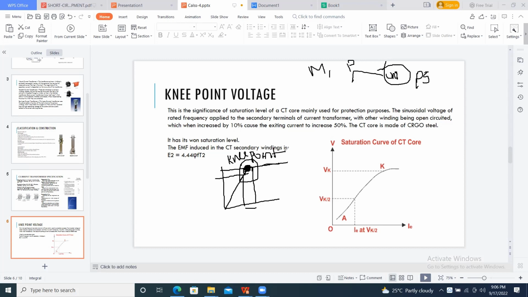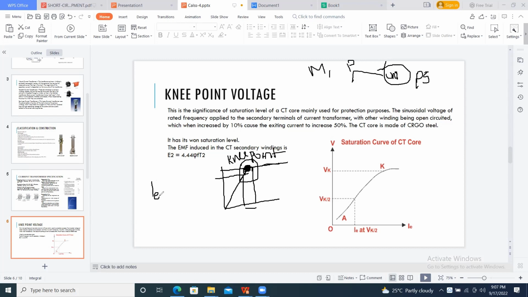Generally, the EMF induced in the CT secondary, this is the equation we already know, which is 4.44 flux and T2. T2 in the sense, the number of turns of the secondary winding, that you know, right? The flux in the core is generally produced by the excitation current IE. So here we are having a non-linear relationship between the excitation current and the magnetizing flux.